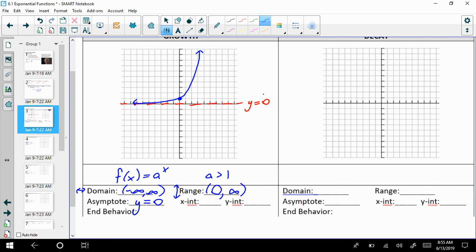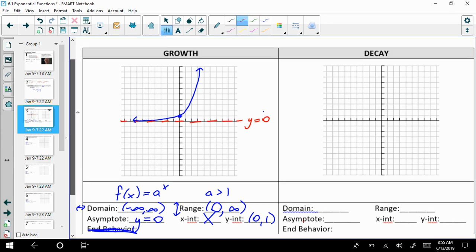Okay, what about the x-intercept? Where does it cross the x-axis? I'll tell you, because of that asymptote, it doesn't. It doesn't get to cross the x-axis. What about the y-intercept? Well, we already said when we put 0 in, we got 1 out. And we're not going to worry about the end behavior for these guys. Okay, now let's look at the other one.